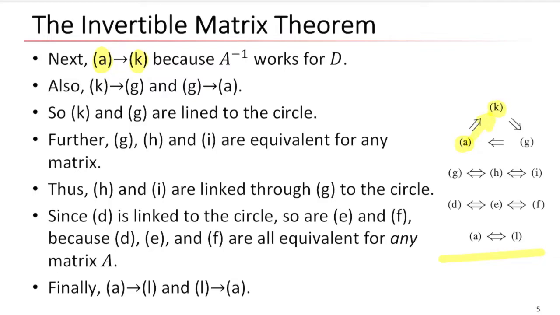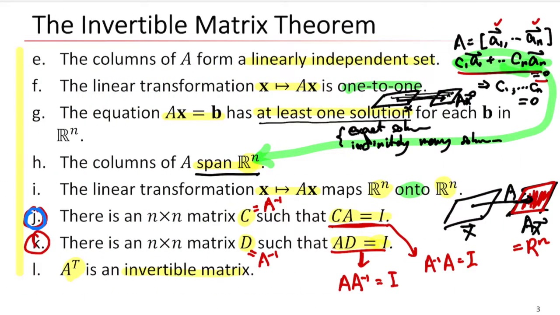Then what about K and G? K is here, G is here. There is the matrix D, something like this. Then the equation AX equals B has at least one solution. At least one solution. Why?